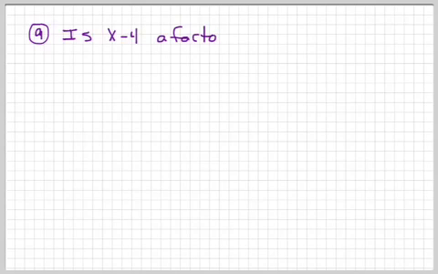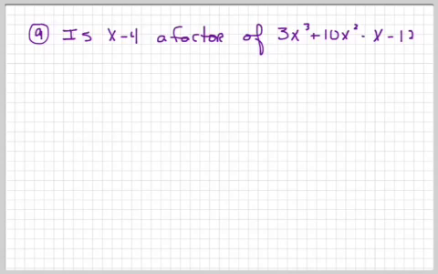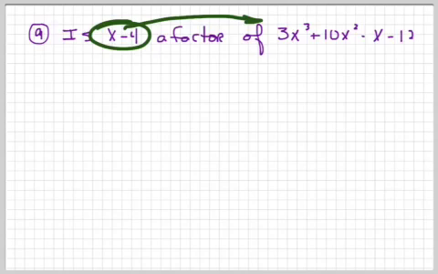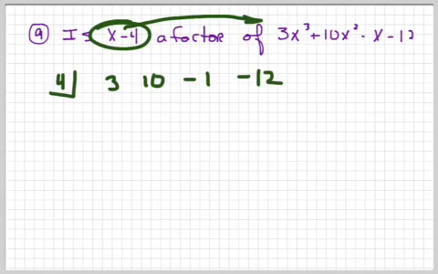Question number 9 is, is x minus 4 a factor of 3x cubed plus 10x squared minus x minus 12. So basically that's saying, does x minus 4 divide evenly into that polynomial? And I would check that by using synthetic division with a 4, writing down my coefficients. Remember, there's a 1 in front of that negative x, so that negative 1 is right there.